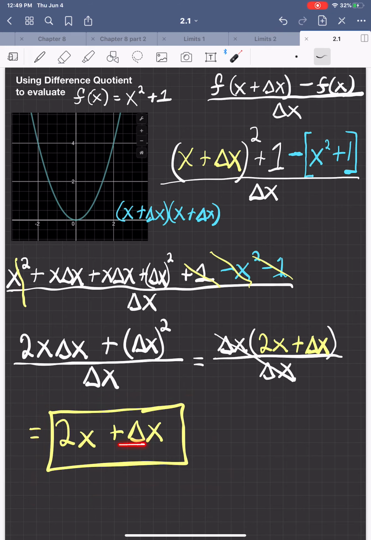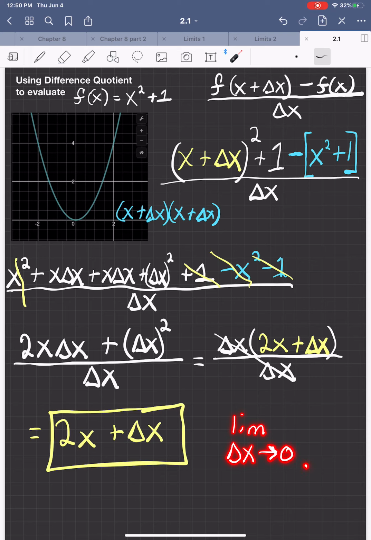Only with the difference quotient, we have this delta x laying around. Agreed? Now, what is delta x? I just mentioned it to you a second ago. So we're going to assume delta x is a distance between 2 points. And what happens if we let delta x approach 0?